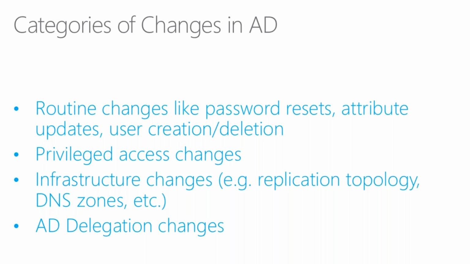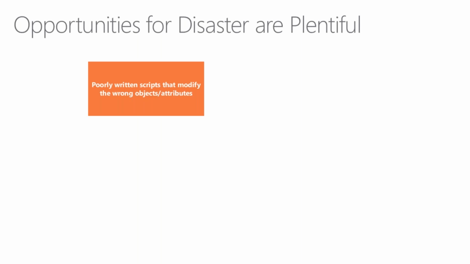Okay, moving on. Opportunities for disaster. This is the good stuff. How can we cause grief for our Active Directory? Well, there's lots and lots of ways for this to happen. Poorly written scripts that modify the wrong objects or attributes. I can't tell you how many times I've come across scenarios where an admin has written a script thinking they were doing one thing, not adequately testing it.